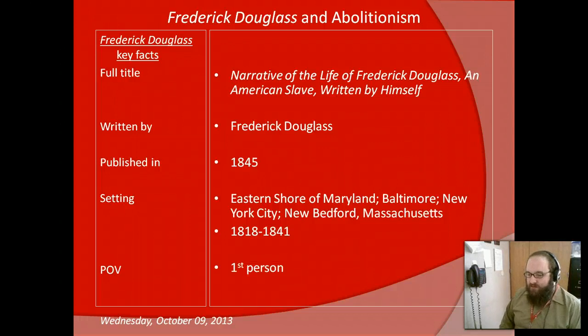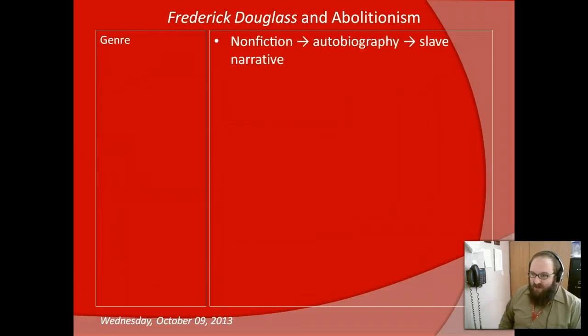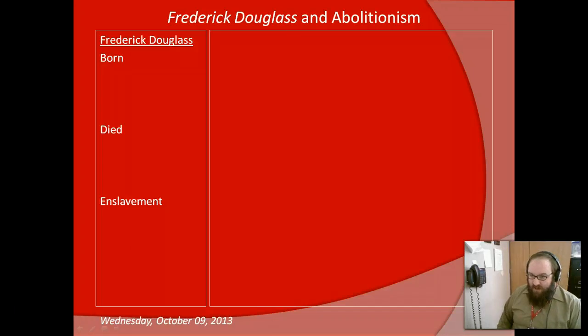The point of view, it's told from the first person point of view because it's a narrative. It even says narrative. It's first person narrative, and it is narrated by Douglass himself. The genre, this is a piece of nonfiction. This is an autobiography, and this is a part of that select group of works to come out of the 19th century, something unique to America. It's the slave narrative. There's a whole group of these written by former slaves that just detail their lives as slaves and their struggles.